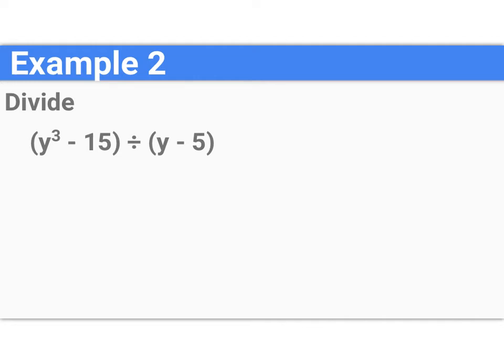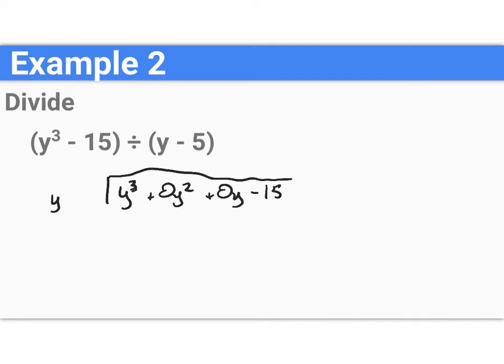Okay, y cubed minus 15. Okay, so how do we do something like this? So we get y cubed, 0y squared, we have 0y terms, and we have a minus 15. And you have to insert all of those terms in because you're dividing by a y minus 5 term. And so what do we need to put here? We need to put a y squared here.